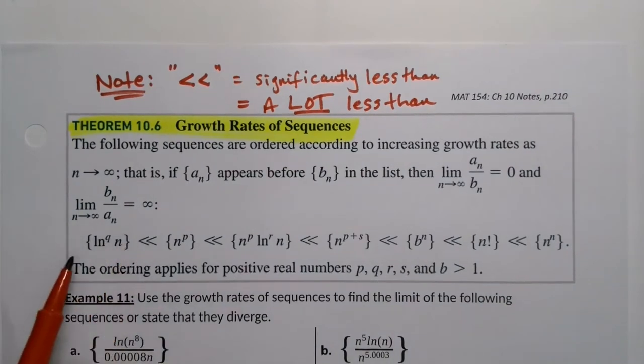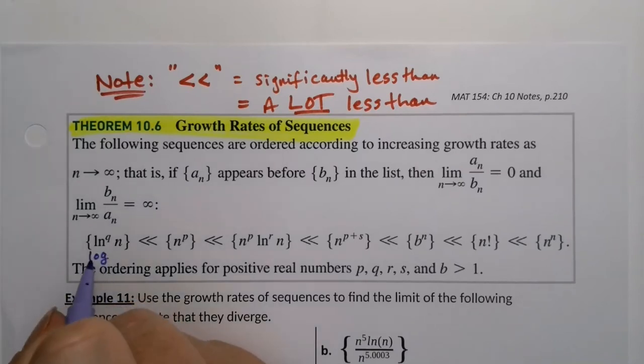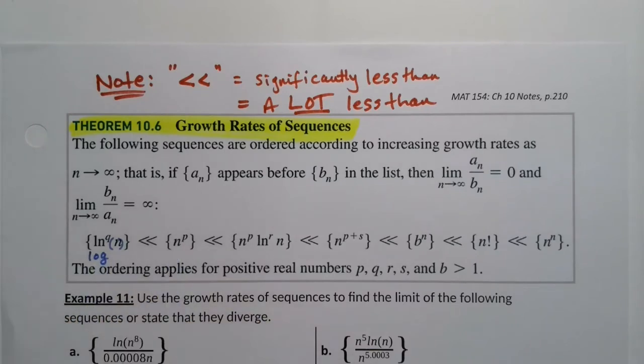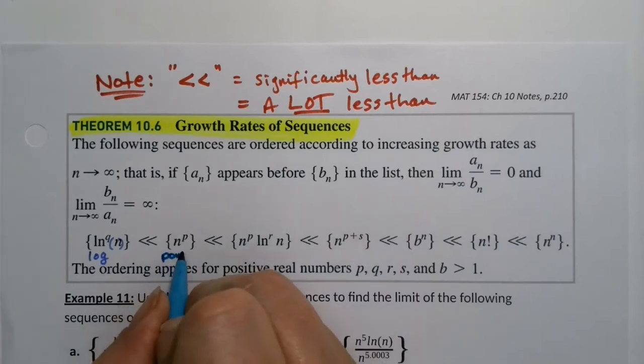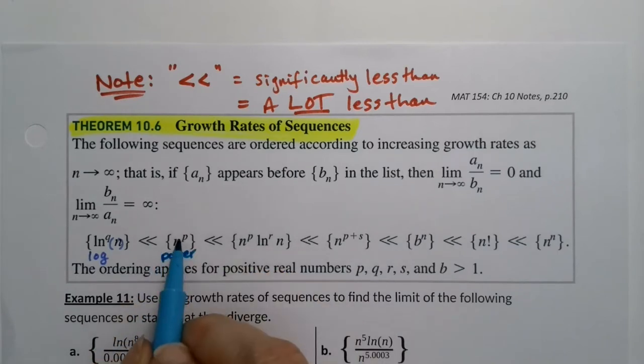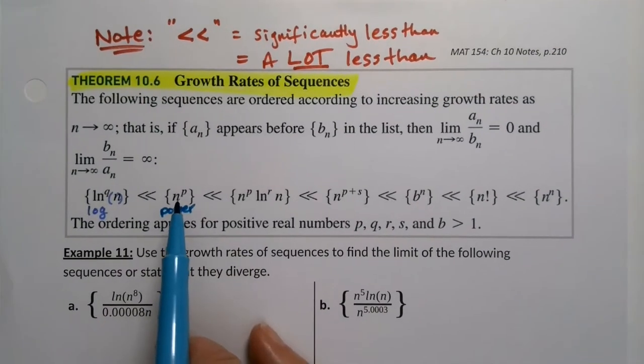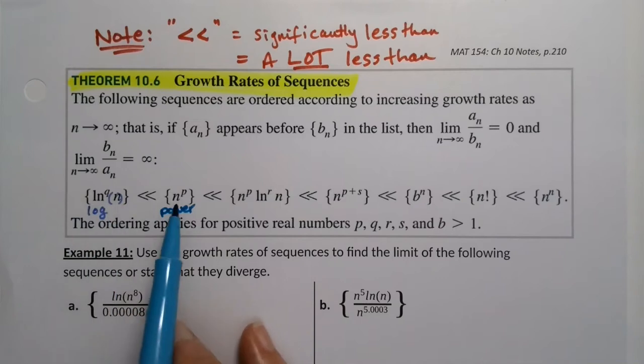We have a logarithmic function here. So we have a log function, right? That's what this is. Any log to any power. Logarithmic functions grow very slowly. So a logarithmic function is going to grow slower than a power function, which is this one. This is a power function, right? You're taking your n to a power. Remember, wherever n is, that would be like x in a regular function, right? So a logarithmic function is less than a power function.